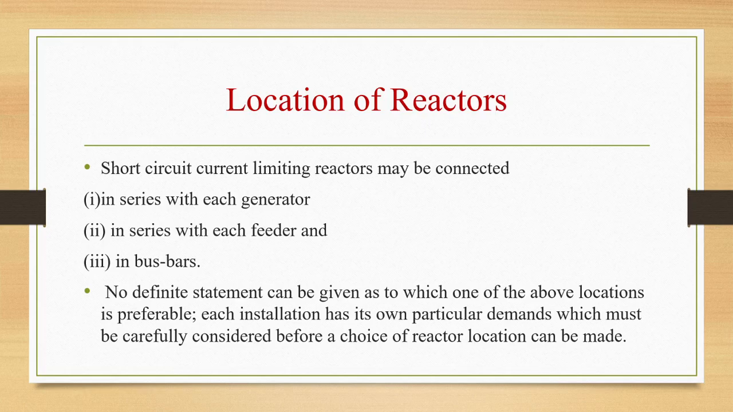So which is best, we don't know. Each installation will have its own particular demand, so accordingly we have to choose any one type of location for reactors. That is, short circuit current limiting reactors can be connected in series with each generator, in series with each feeder, or in bus bars.